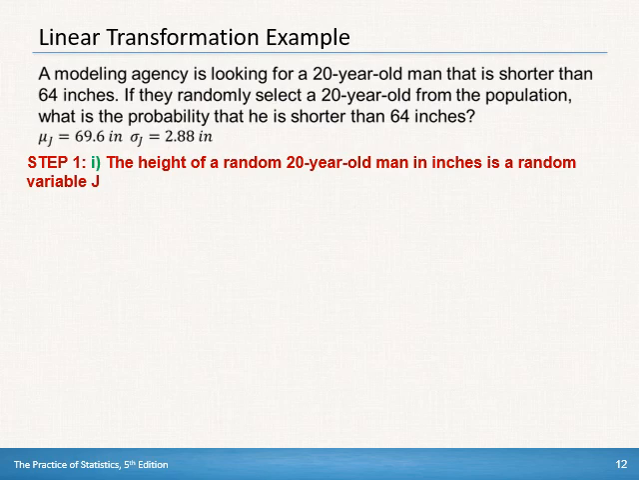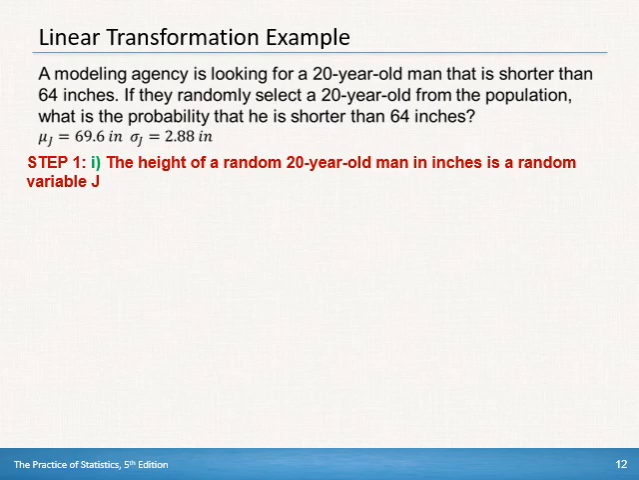So part 1 of step 1 is to define the random variable. So we say something like the height of a randomly selected 20-year-old man is a random variable j, or j is a random variable representing the height of a randomly selected 20-year-old man, something like that. So define the random variable. What is it that j represents? All right, so that should be kind of in a sentence form.